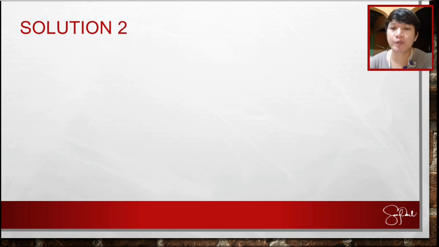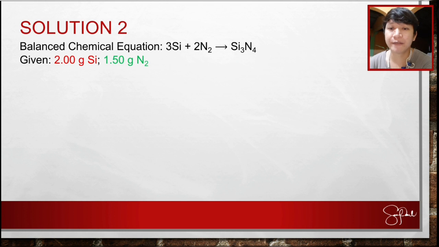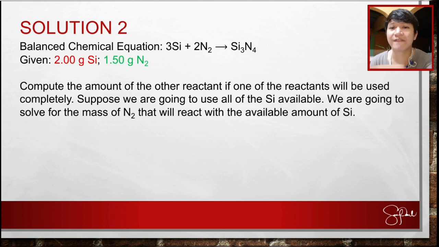Then for our solution number 2, again, we have this balanced chemical equation and we also have this given, but we will have a different approach. We are going to compute the amount of the other reactant if one of the reactants will be used completely. In the first solution, we compared each reactant to the product. Now we are going to compare both of the reactants. So this part requires a longer solution.